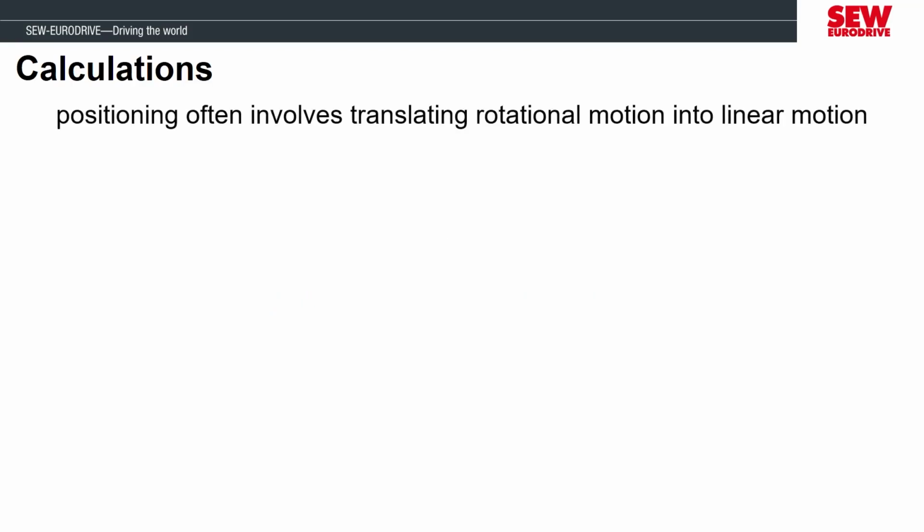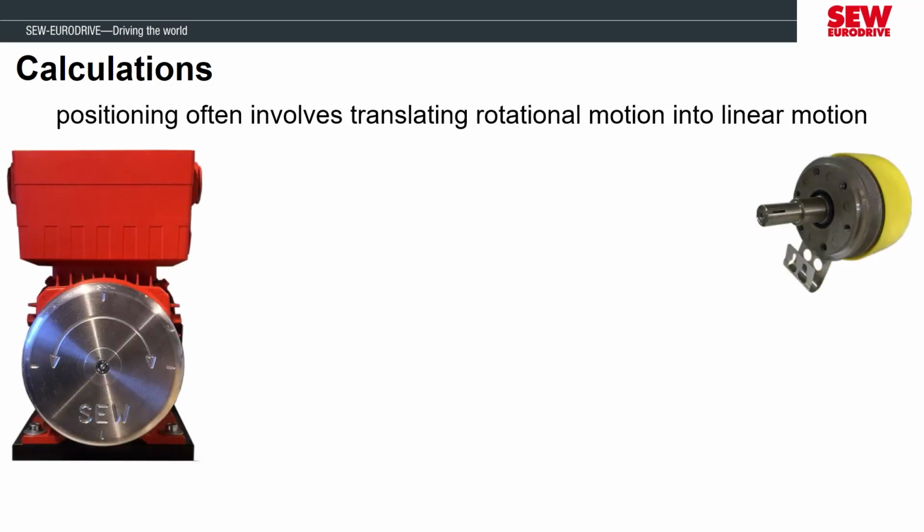A common positioning application will convert the rotational movement of a motor into linear movement of equipment the motor drives. The MOVIDRIVE will use a scaled value to determine the number of motor rotations required to reach a specific distance. The first part of determining this is calculating the amount of encoder pulses that will happen as the motor rotates.